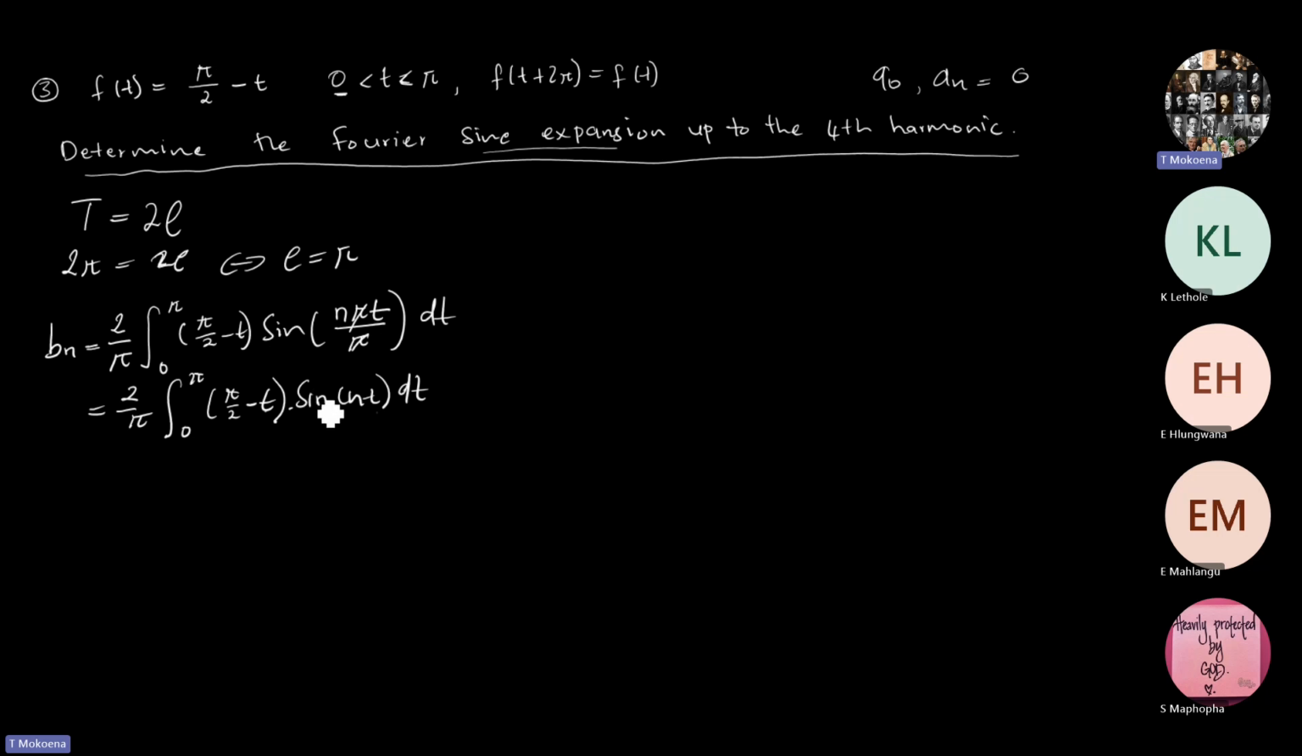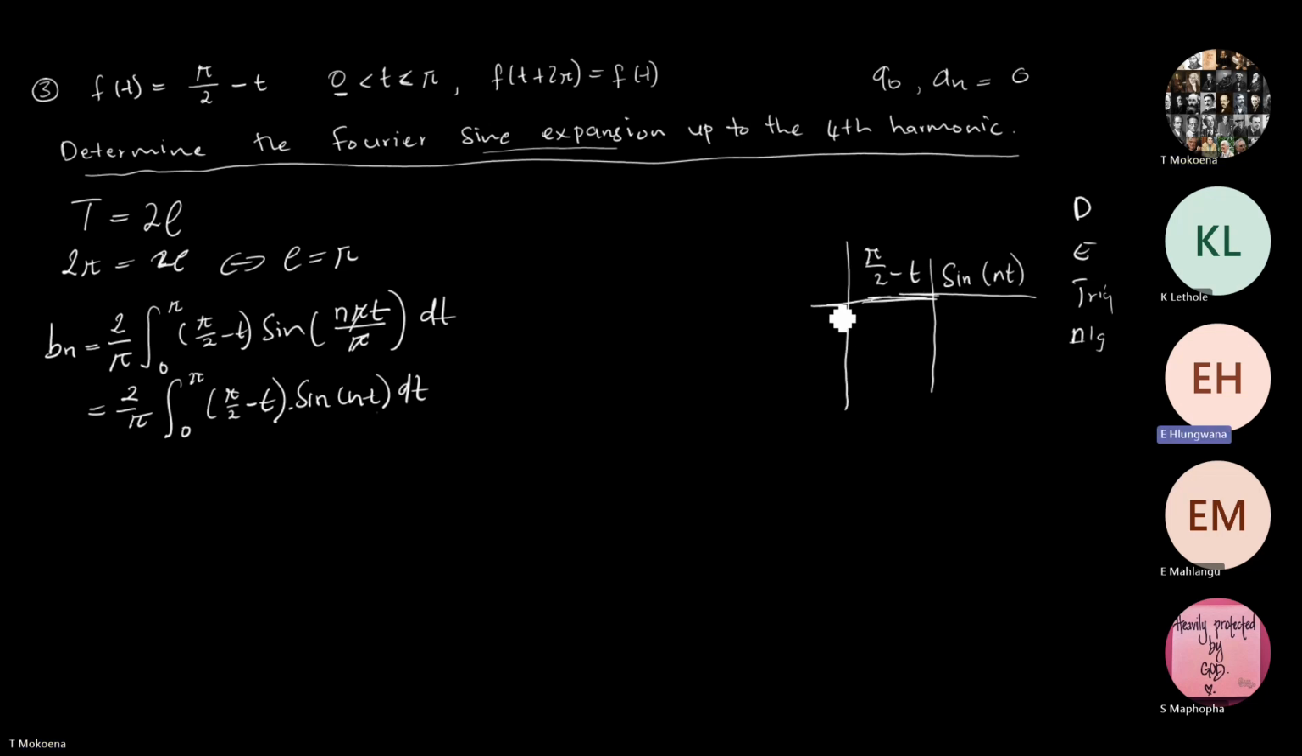Now, what comes first? Trig comes first and algebraic comes after. So this is the one that I'm going to integrate, and I'm going to write it this side. Here I have sine of nt, and this side, I'm going to have my pi over 2 minus t. Here's our table.